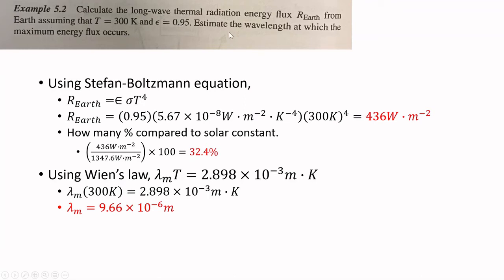So now we want to estimate the wavelength at which maximum energy flux occurs. So we can use this equation, you can call it Wien's law. So it's lambda m multiplied with T equals to a constant. So we just put in 300 Kelvin here, and then we can estimate the wavelength at which the maximum energy flux occurs, which is lambda m equals 9.66 multiplied with 10 to the power negative 6 meter.